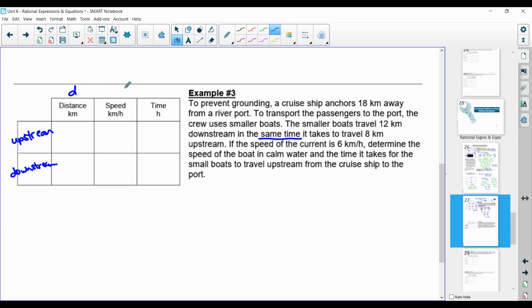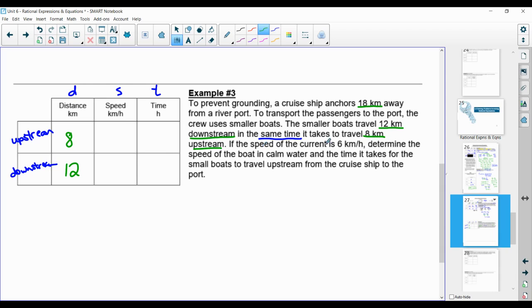And again, we're setting up our DST chart. For distance, we're looking for keywords that relate to distance. The cruise ship anchors 18 kilometers away from the river port, and we're talking about travel time. So we're 18 kilometers away. That's our total distance away. And we have the smaller boats traveling 12 kilometers downstream. So this is going to be 12 kilometers. And we have 8 kilometers traveling upstream. So we would have an 8 here.